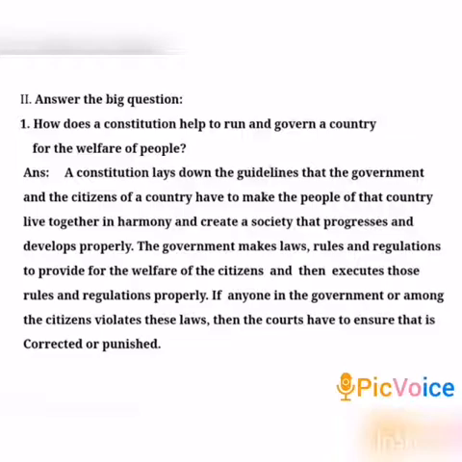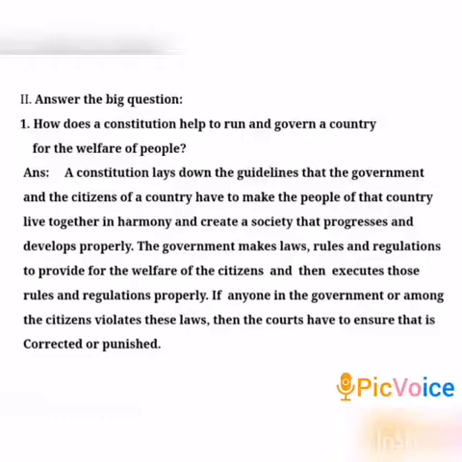Answer: A constitution lays down the guidelines that the government and the citizens of a country have to follow to make the people of that country live together in harmony and create a society that progresses and develops properly. The government makes laws, rules and regulations to provide for the welfare of the citizens and then executes those rules and regulations properly. If anyone in the government or among the citizens violates these laws, then the court has to ensure that it is corrected or punished.